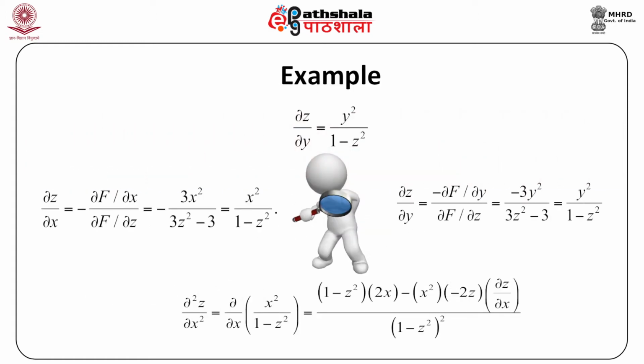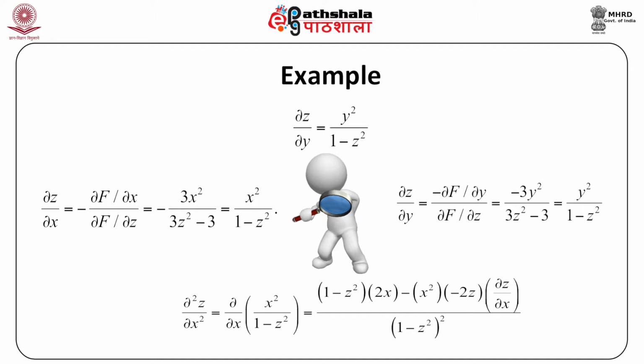Similarly, differentiating with respect to y, keeping x constant and solving for ∂z/∂y gives us ∂z/∂y = y²/(1 − z²). Or applying the formula, ∂z/∂x = −(∂f/∂x)/(∂f/∂z) = −3x²/(3z² − 3) = x²/(1 − z²), and ∂z/∂y = −(∂f/∂y)/(∂f/∂z) = −3y²/(3z² − 3) = y²/(1 − z²).